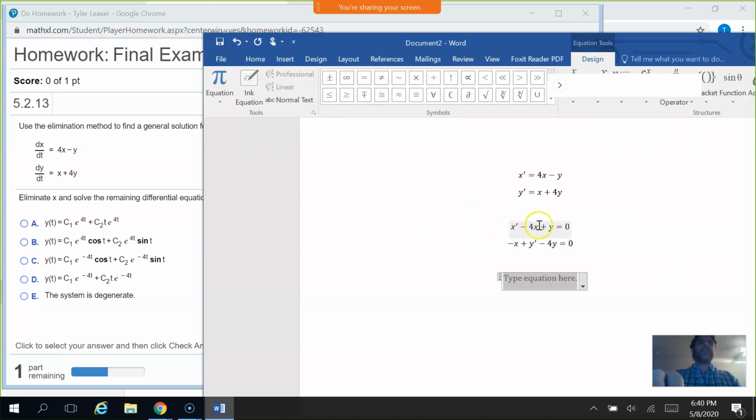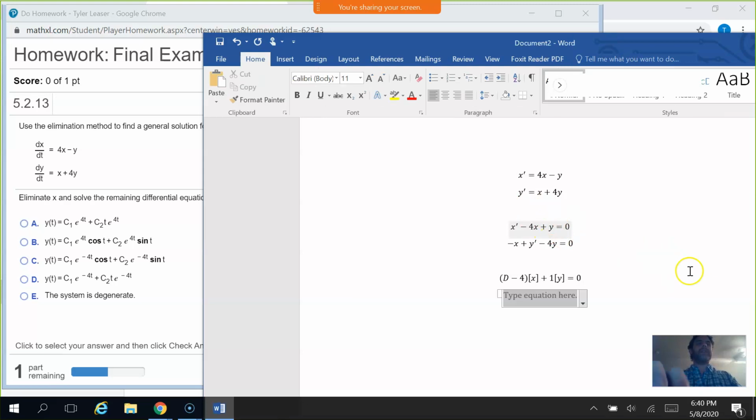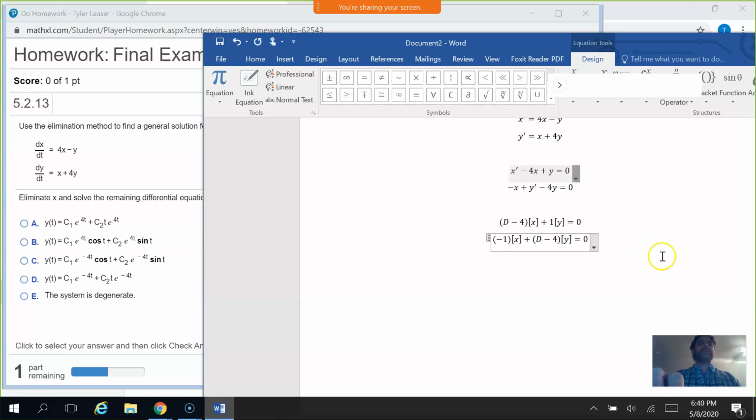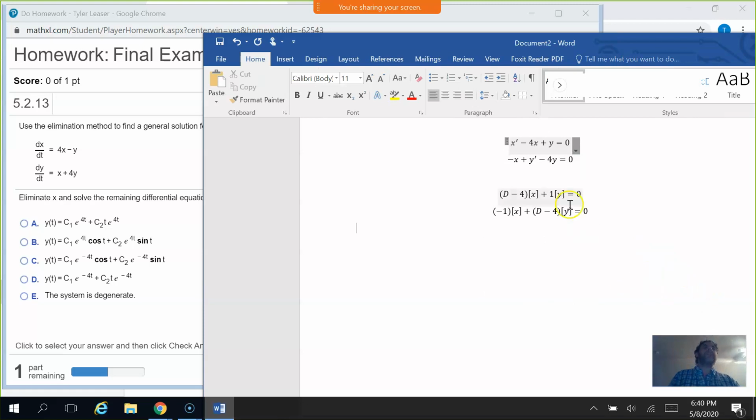Now we can introduce that D operator. So we have x prime minus 4x, which is the operator D minus 4 acting on x. That's just going to be plus 1 acting on y, since we only have the one y there, all equal to 0. Same thing down here, but now we have negative 1 acting on the x. And then we have D minus 4 acting on the y. Now what we need is to do some multiplications. That way we can eliminate one of them. This question is asking us to eliminate the x values.